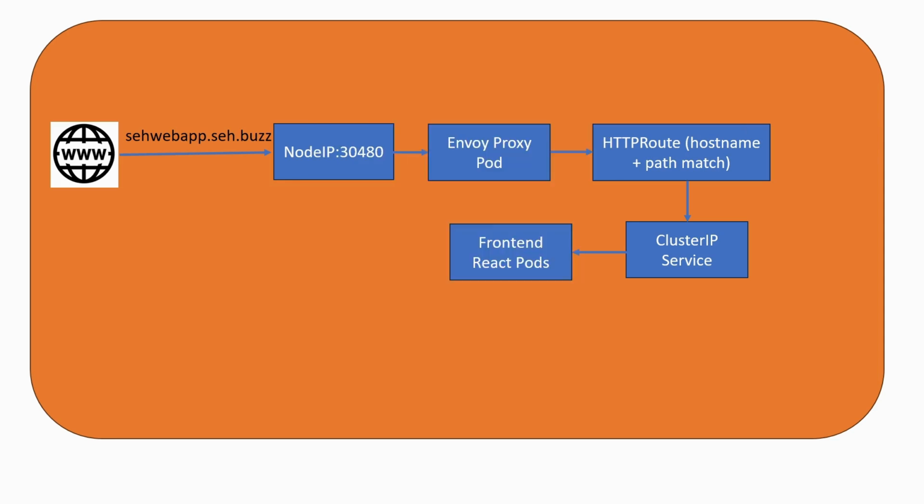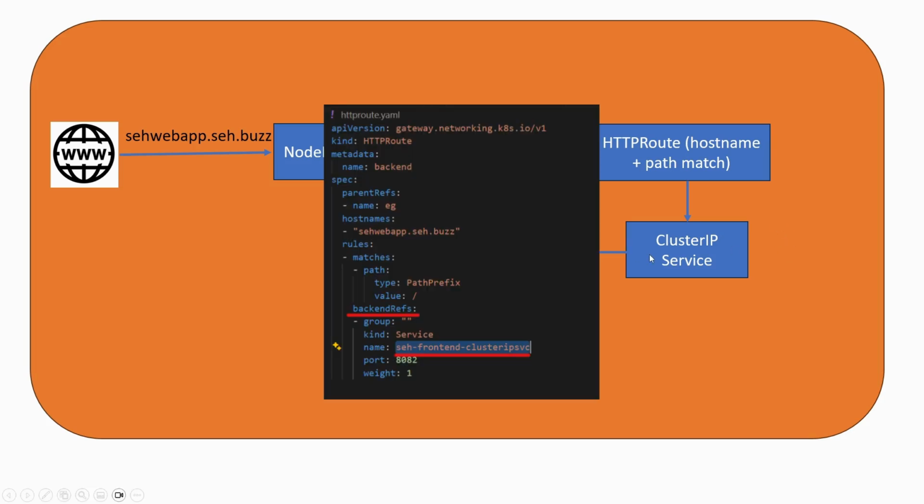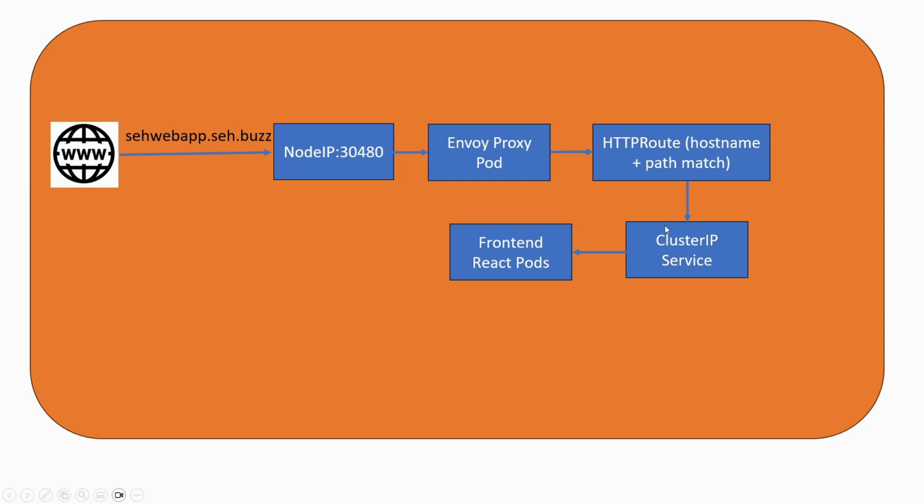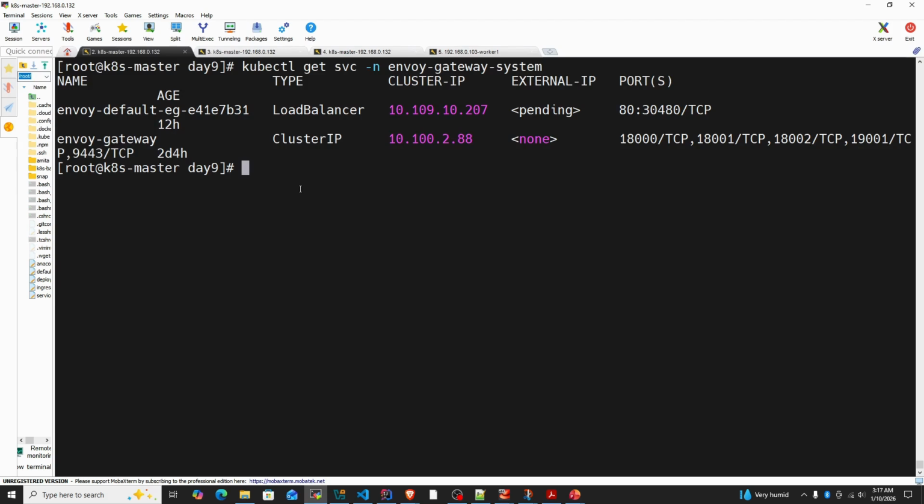If both hostname and path match what we defined in the HTTPRoute, Envoy knows exactly where to send the request. Next, Envoy forwards the request to the ClusterIP service that we mentioned in the HTTPRoute backend reference. That ClusterIP service then does its job of service discovery and load balancing, and finally routes the request to one of the front-end React pods. The React pod processes the request and sends the response back the same way, and the user sees the application in the browser.